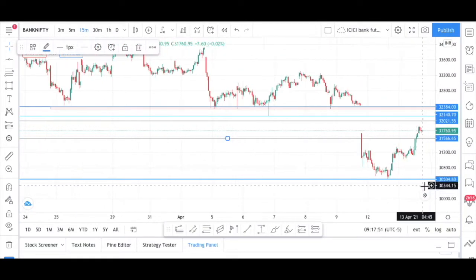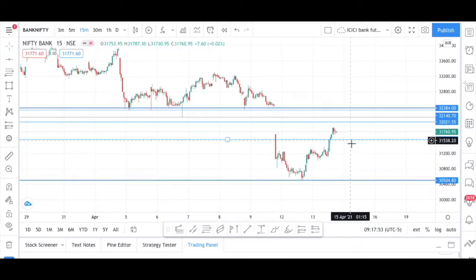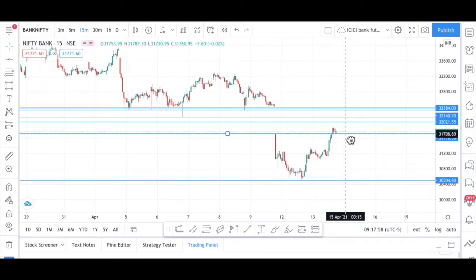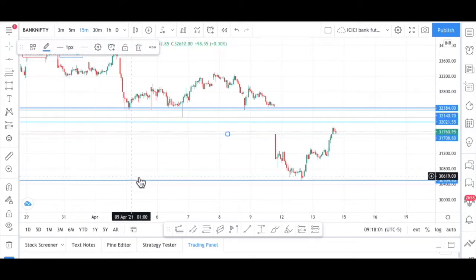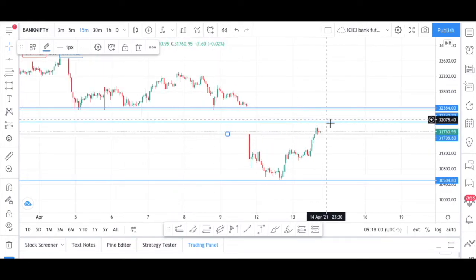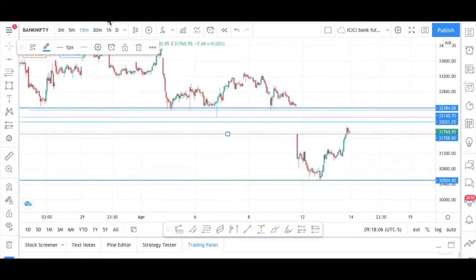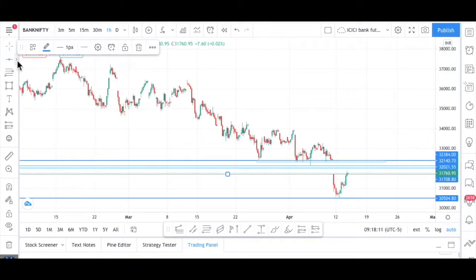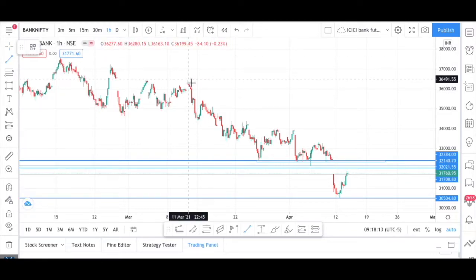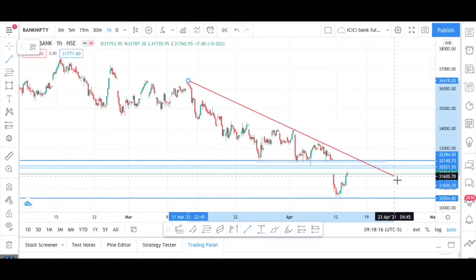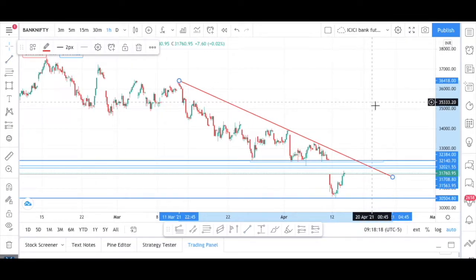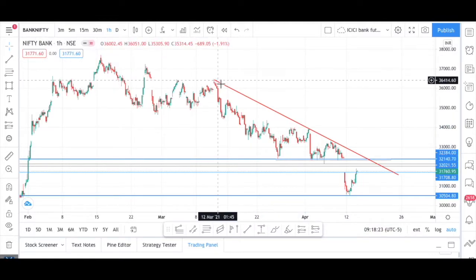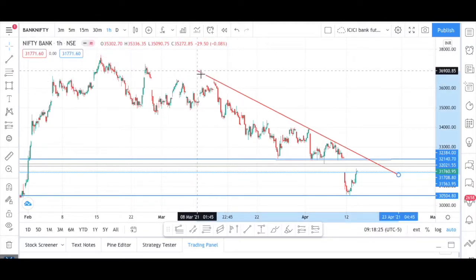Thursday analysis, let me just go back to an hourly time frame. We also have a trend line that's coming in from the top, which would act either as a resistance, or if broken out, can be a good buy signal for options and futures, and even probably go positional if we get a breakout above this red line.